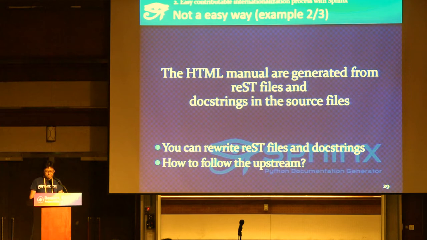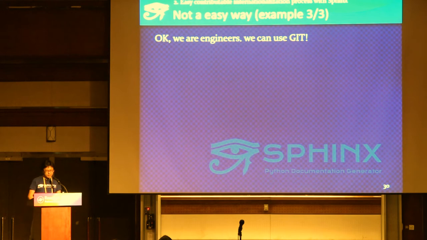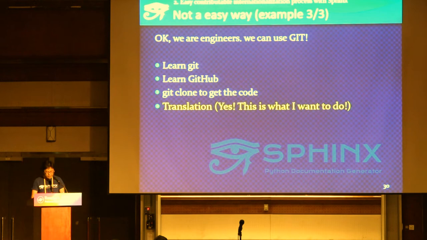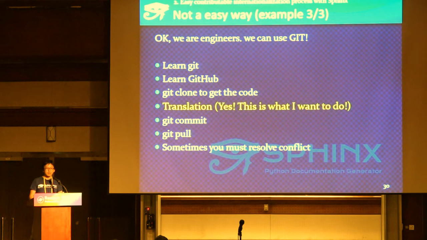Okay, we are engineers. We can use Git. Maybe almost all users can use Git. And there are many, many steps to contribute our translations. Learn GitHub, git clone the code, and translation. Yes, this is what I want to do. And git commit, git pull, and sometimes you must resolve conflicts, and sometimes lose your translations, or sometimes break source code. And after the conflict is resolved, git push. There are many, many steps.